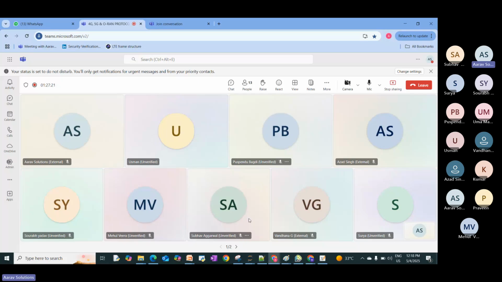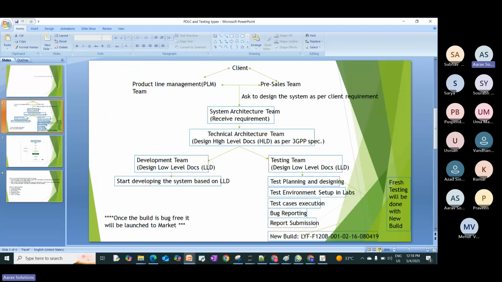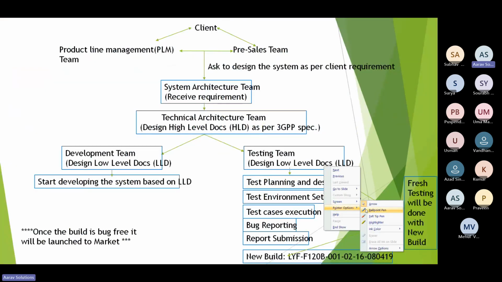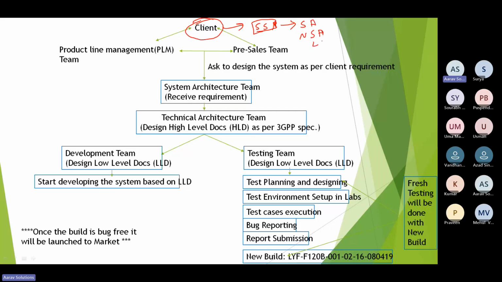Now let me jump to the final thing, which is our day-to-day life. Here, as in any other industry, we have some client, some product-based company which is trying to make a product. For example, if Samsung wants to create a smartphone, suppose they need SA, NSA, LTE. Randomly I'm writing the technologies.